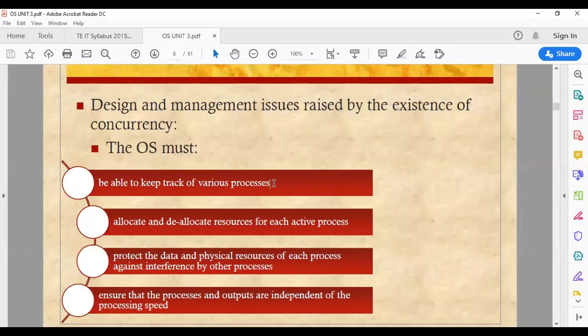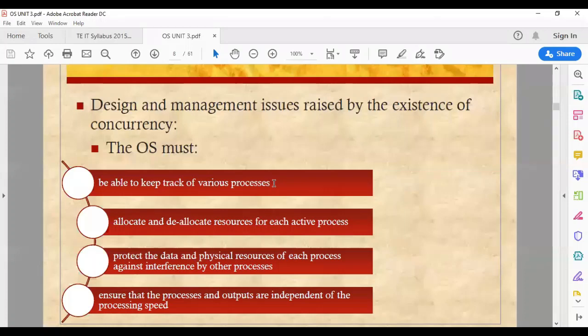Now listen, a resource means what? It may be an I/O resource, memory resource, or file resource. These are the resources required by the process for execution. Protect the data and physical resources of each process against interference by another process. It should not interfere with another process. That is the function of the operating system.